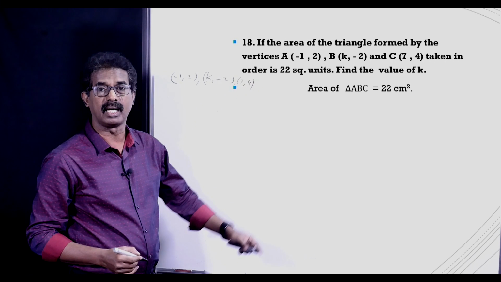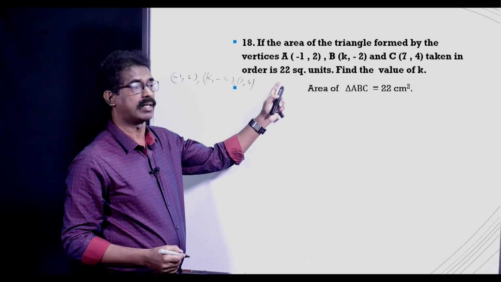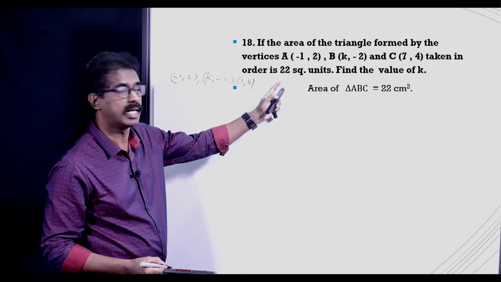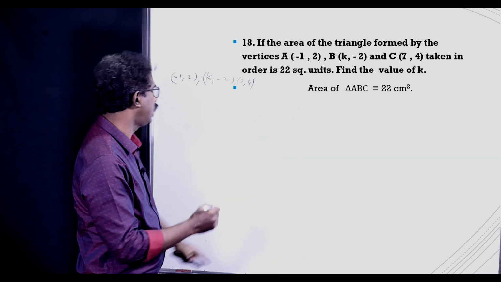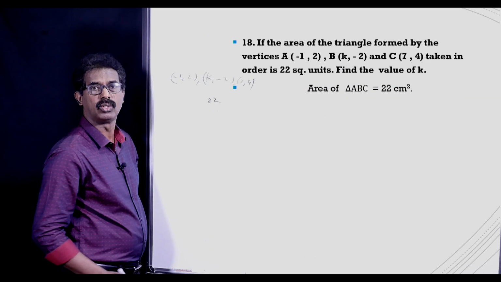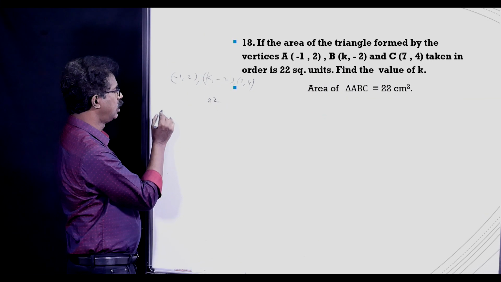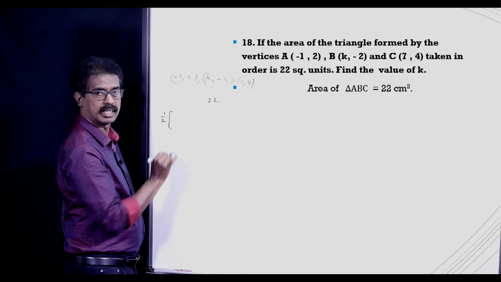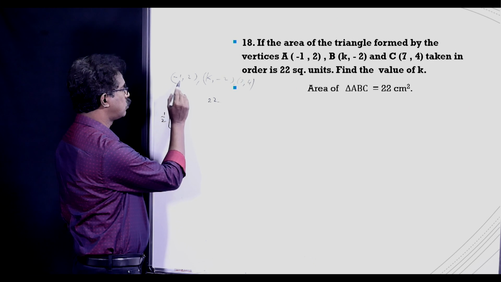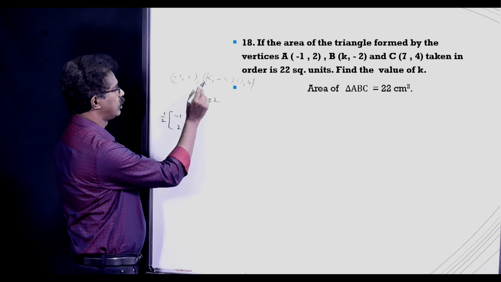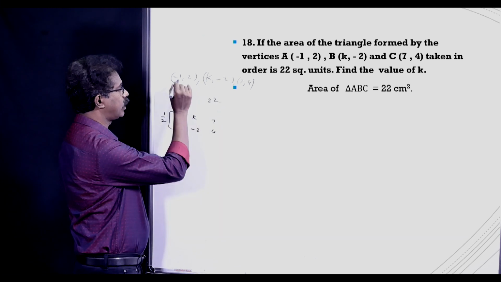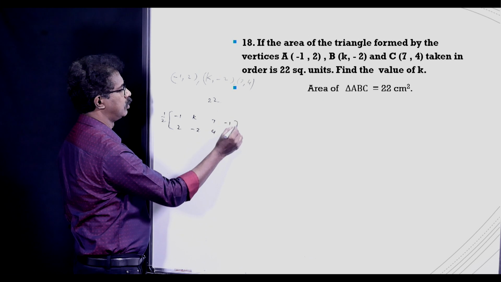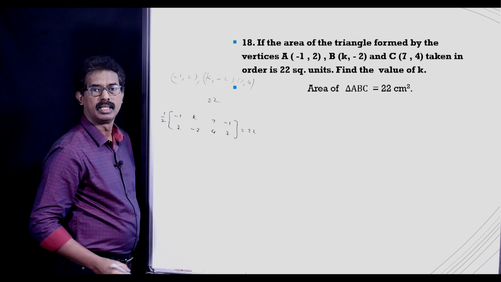And what they said here, the area they given us 22 square units. Find the value of K. Area 22. You know the method how to do. Area 22 means the method is half into, right? Half into. Minus 1, 2. K minus 2. 7, 4. Again you write minus 1, 2. Equal to 22. Next step, what we do?